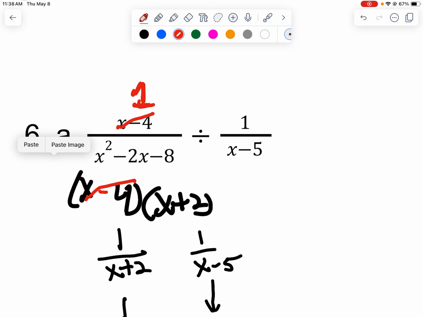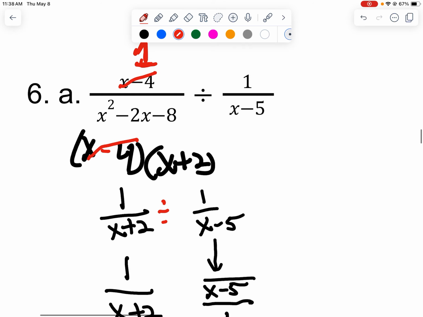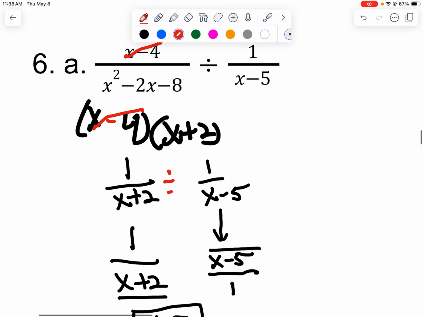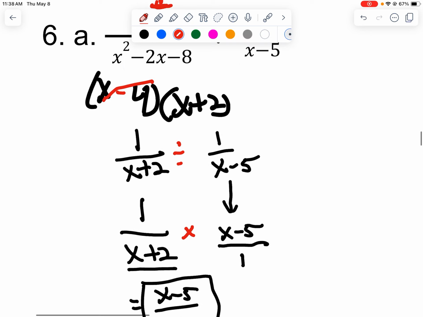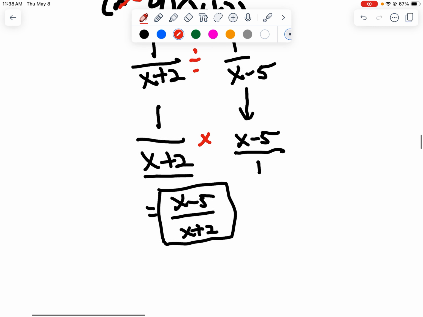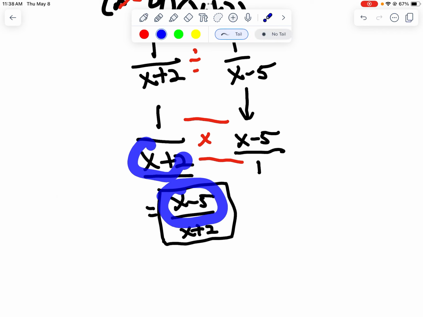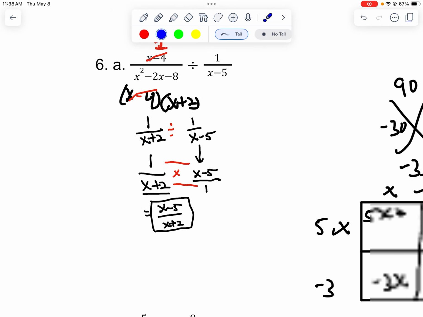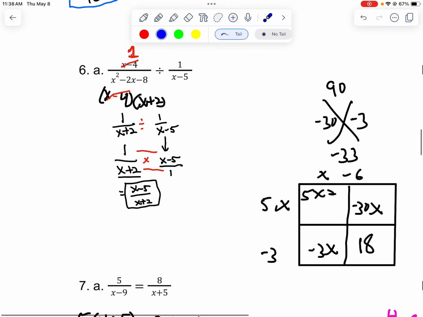All right, so this is still division. To turn division into multiplication, when we're dividing by a fraction, we multiply by the reciprocal. So 1 over x minus 5 turns into x minus 5 over 1, and now this is multiplication. You multiply straight across, top and bottom, and you end up with 1 times x minus 5, which is x minus 5 on top, and 1 times x plus 2, which is x plus 2 on bottom. And there you go, that's fully simplified. All right?